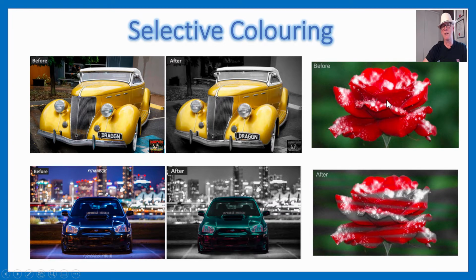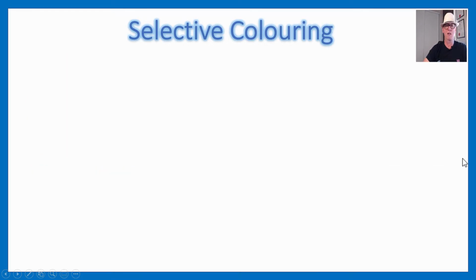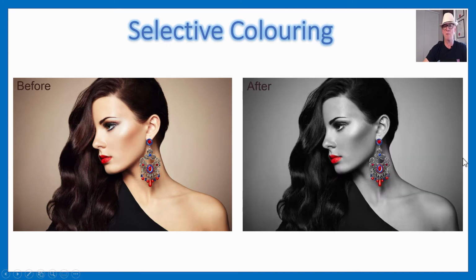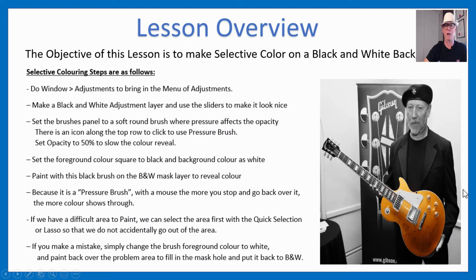This was just a little selective color project where some black and white stripes were painted through the picture, which was a really interesting thing to do, done by one of our students. This is one off the internet, which worked really well for selective color because of the earrings. And that's the final one here.